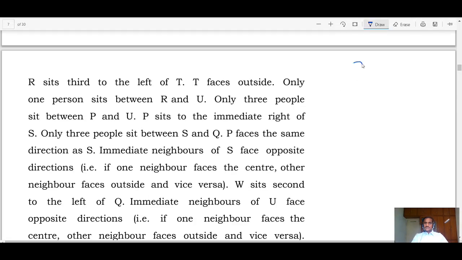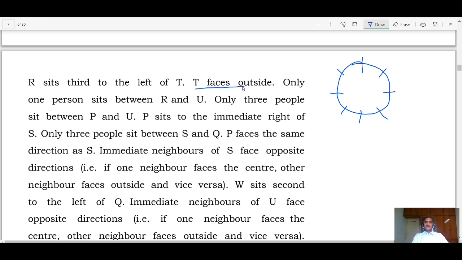8 persons were seated around a circular table, some inward and some outward. 1, 2, 3, 4 and 5, 6, 7, 8. Then coming to this one, R sits to the left of T. T faces outside is clearly given, hence I am fixing T at this place. T faces outside. R sits to the left of T. Only one person between R and U, so U can be here or here. How many possibilities do we have? We have 2 different possibilities, isn't it?